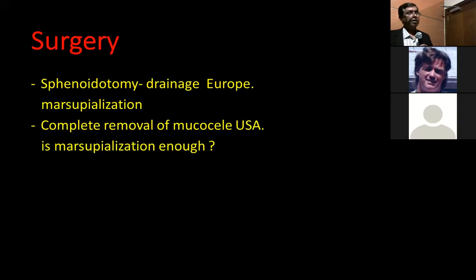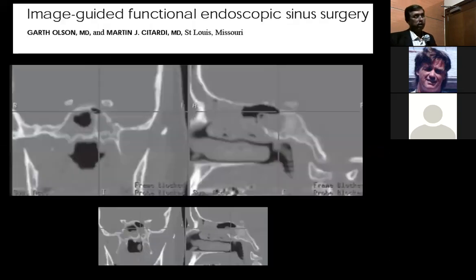This is usually the case in Europe. In the States, they go a little bit aggressive, and they demand that you should remove the mucocele, which is really not practical. You may use image guiding, navigation. Anybody from the navigation? From Master Ziyad. You can use the navigation, you know exactly where you are.